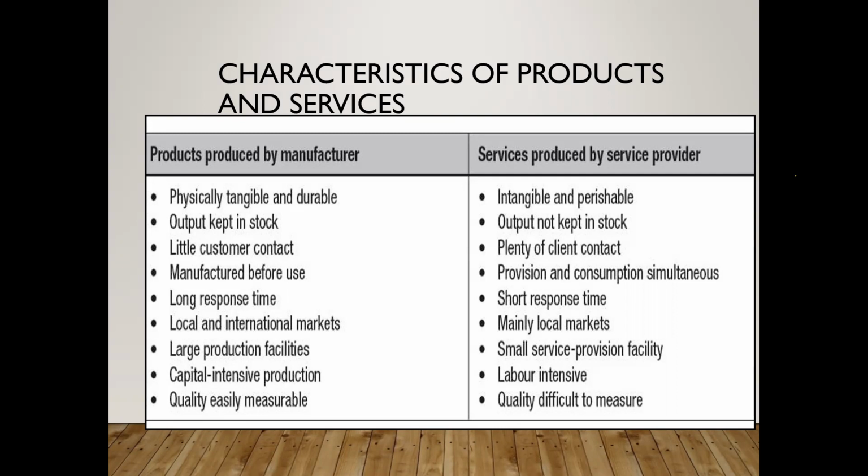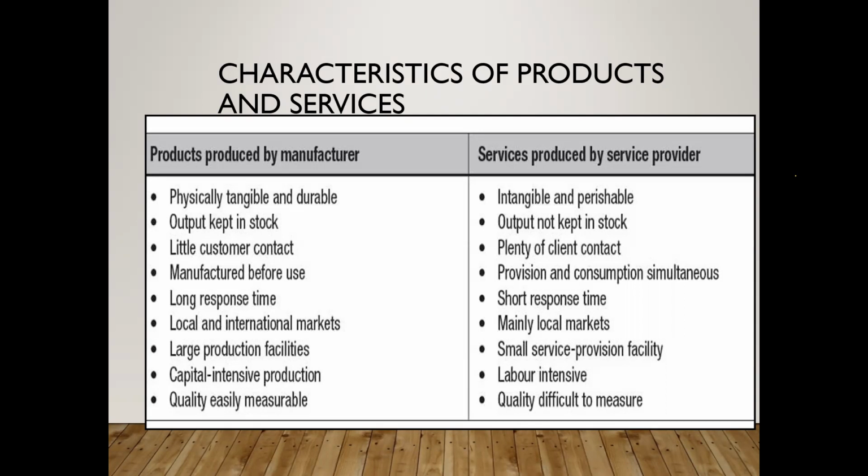So when you walk into a barbering shop or a salon, you are in direct contact with the service provider. The manufactured good is manufactured before it is used. But with the service, the provision and consumption is done simultaneously. So as I'm lecturing, you are actually using the service, or you experience the service whilst it's being provided. And so the rest, these are very self-explanatory.